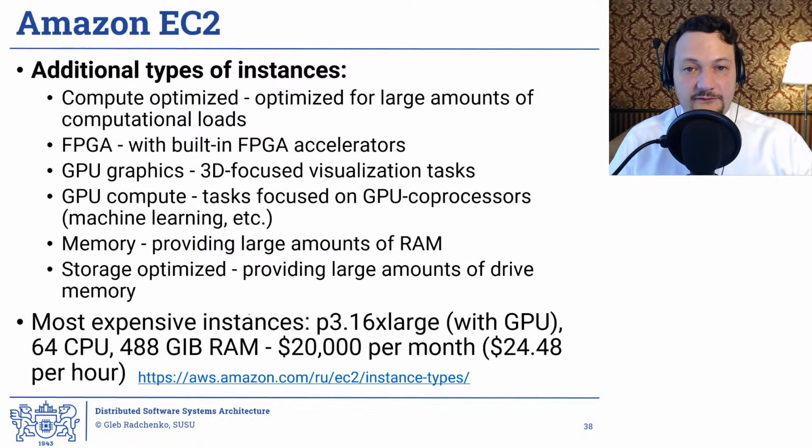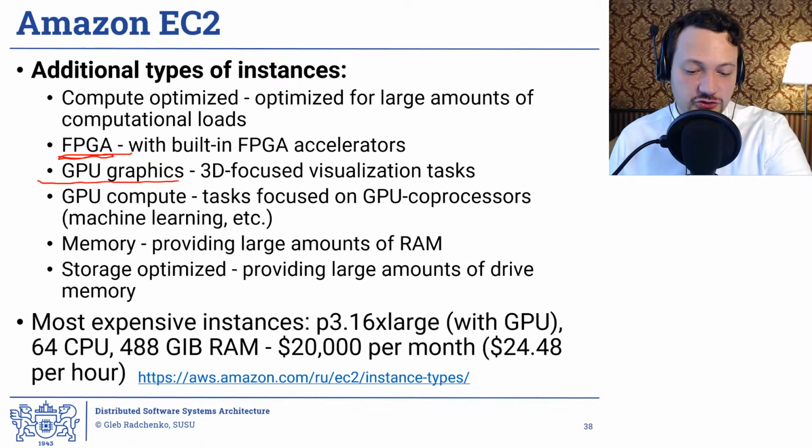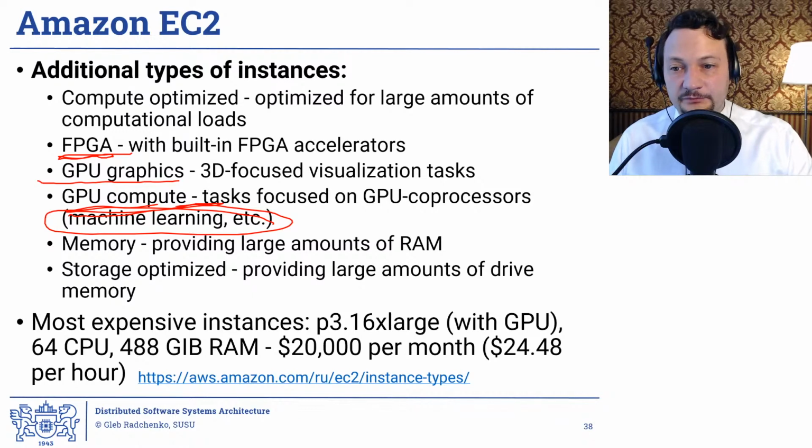They are very, very interesting things. They can provide you some additional features. For example, they can provide you FPGA support, so you can use FPGA accelerators to increase the speed of your calculation. You can book virtual machines with GPU graphics. For example, if you would like to provide the virtualization on the 3D engines, you can book GPU compute machines for solving the problems in machine learning.